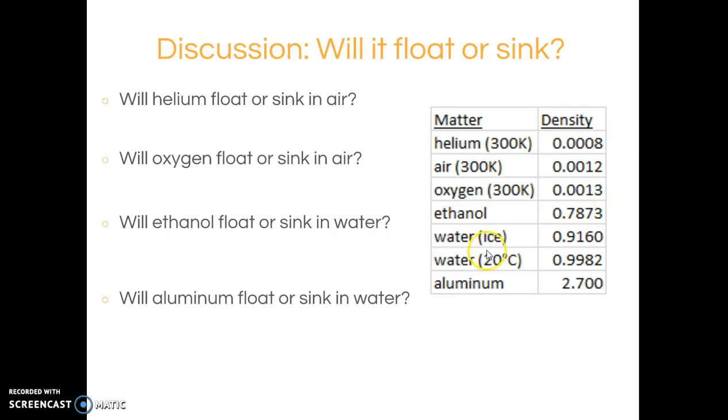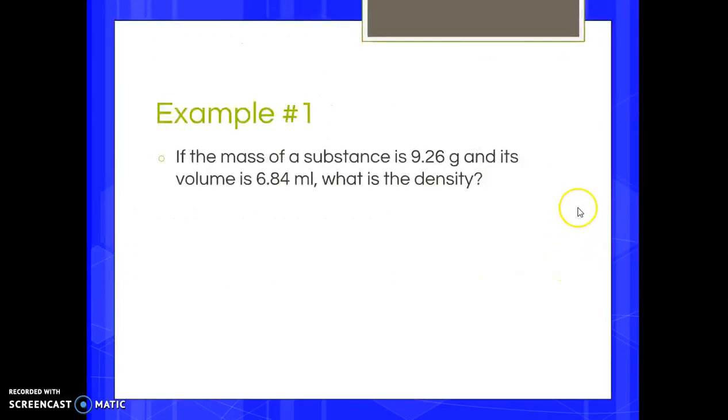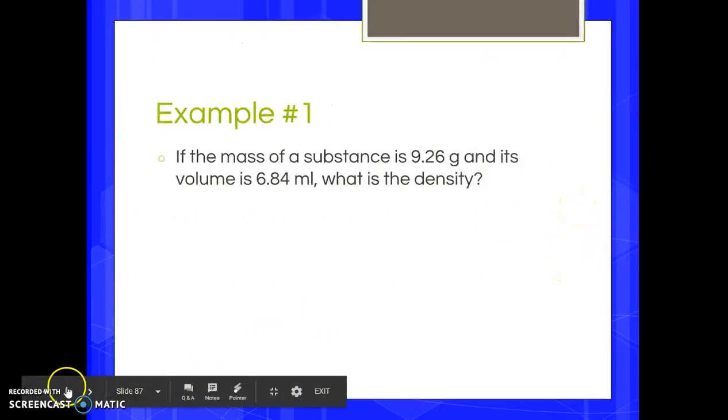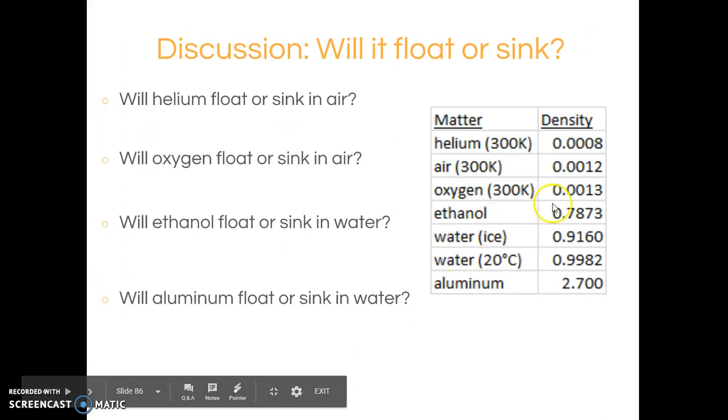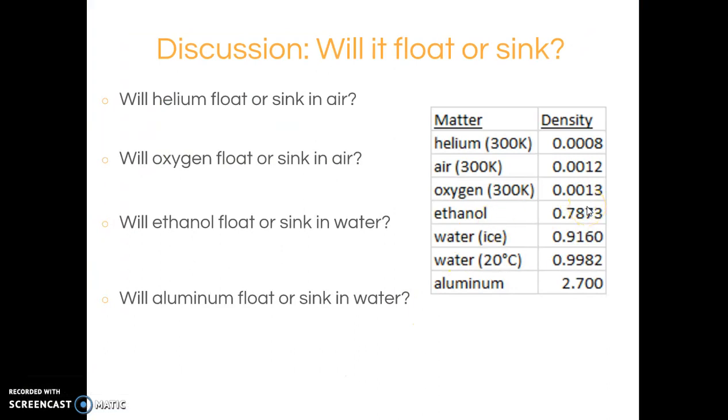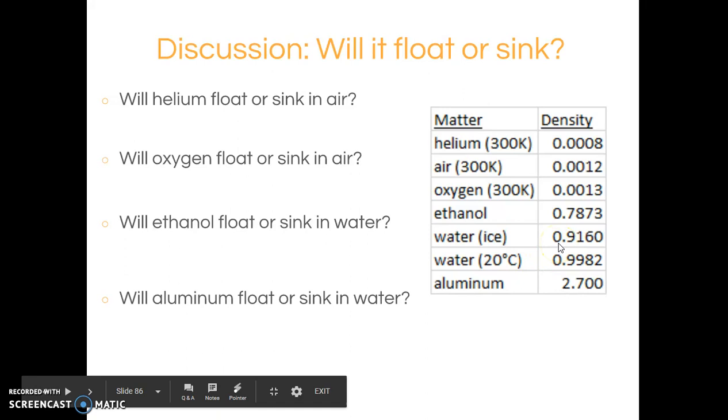Ethanol, float or sink in water? Water at 20 degrees Celsius, the density is about 1. Ethanol is going to float in water. Ethanol would float, it would be on top. Would aluminum float or sink? Aluminum is going to sink. And you notice that the density of ice is a little bit less than the density of liquid water. We're going to talk about that during our water project. But water is the only solid we know of that does that.